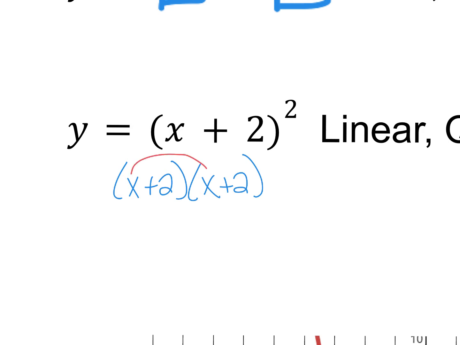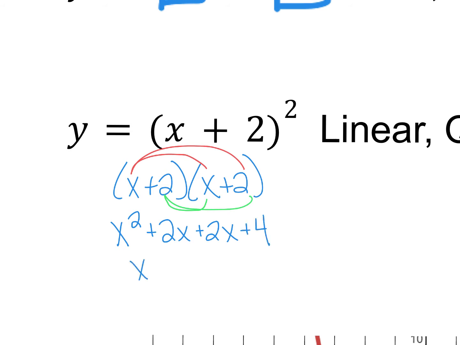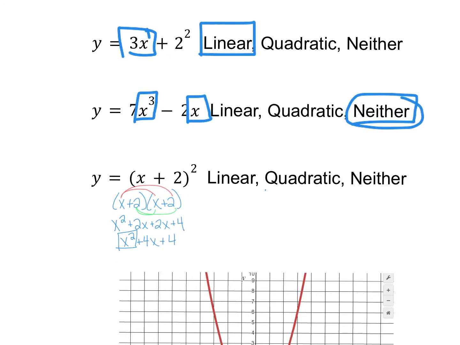X times x will give me x to the second. X times 2 will give me 2x. I'm going to move on to the bottom. 2 times x is 2x. And 2 times 2 is 4. So I will have x to the second plus 4x plus 4. And in this case, look at that. I have an x to the second, so it is quadratic.